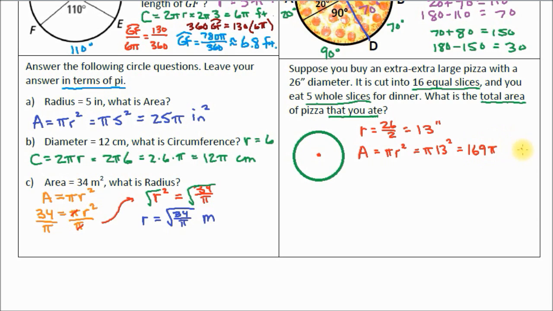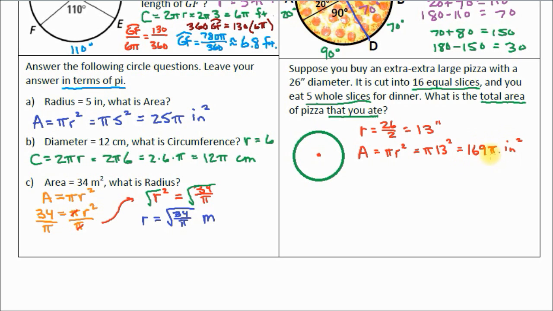169 pi inches squared. Now let me comment on something real quick. In the last few years I have seen so many students get to this point and they'll do 13 squared and they'll forget the pi. So they'll say, oh, the area, Mr. Z, is 169 inches squared. No, it's not. It's 169 times pi. That's about 3 times 169. So do not drop pi. Pi never disappears until you multiply it into your value.